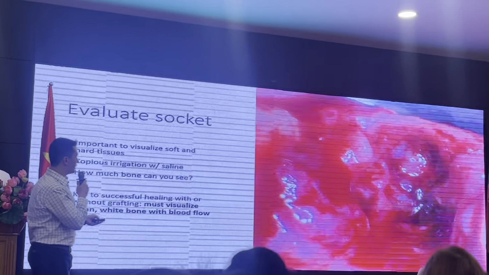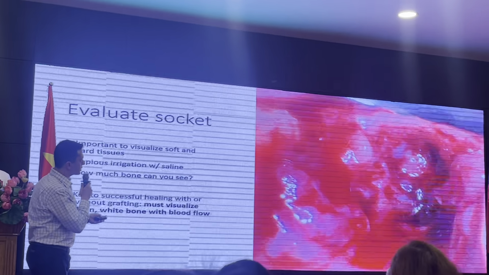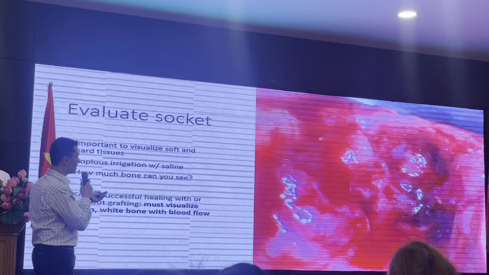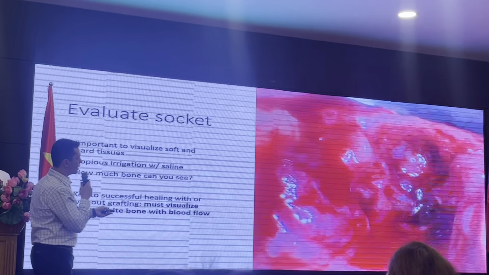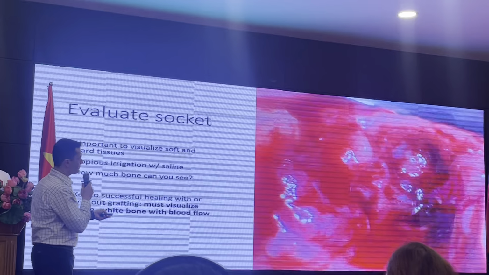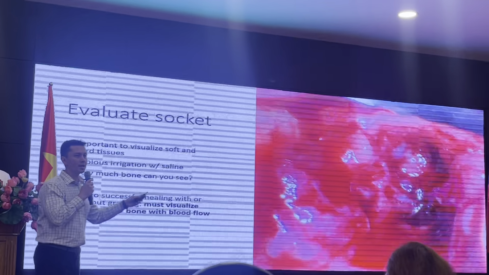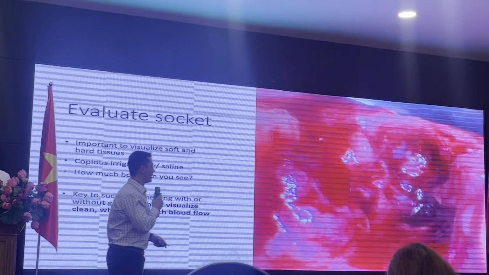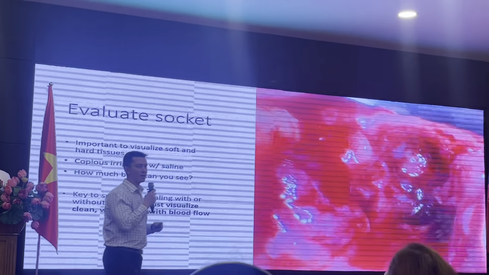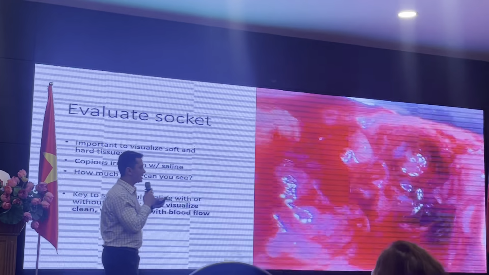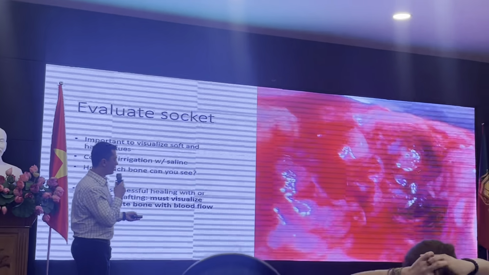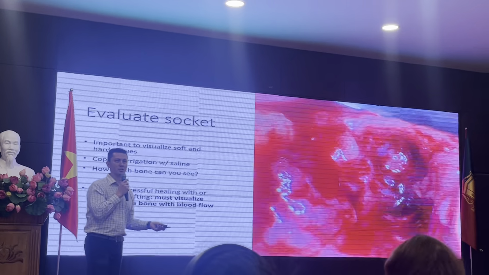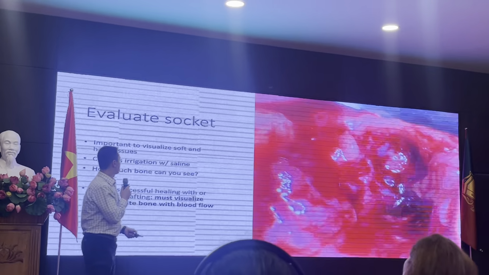And then inside of the socket, everything looks the same. Everything looks red. It looks mixed white and red. So it's hard to see the difference between hard tissue and soft tissue unless you're irrigating copiously with saline. If I can't see where I'm at, then I irrigate with saline, just continuously. That's the only way I'm going to be able to see white bone versus granulation and infection tissue.